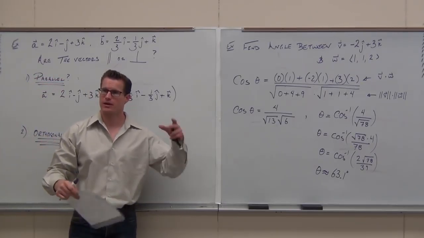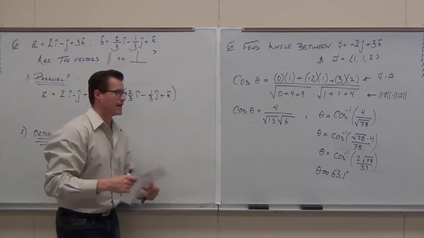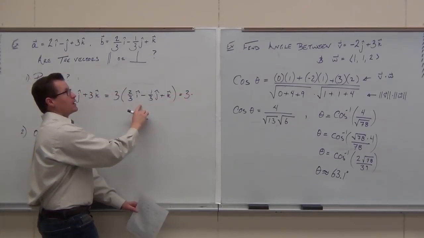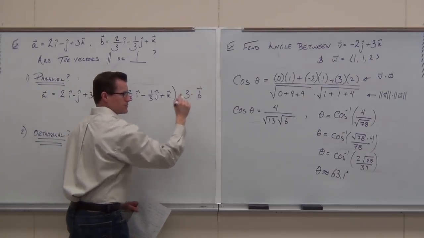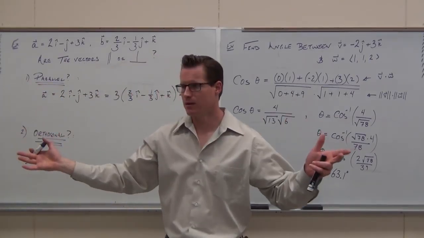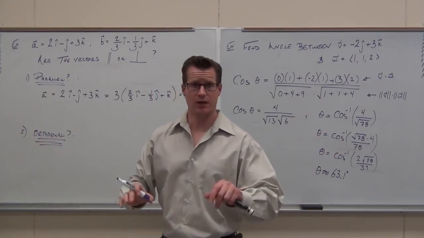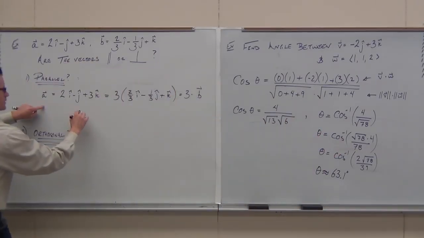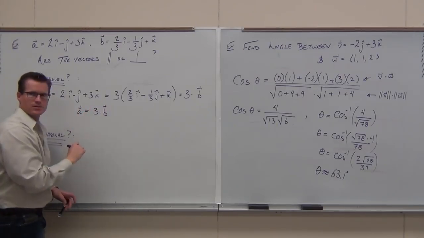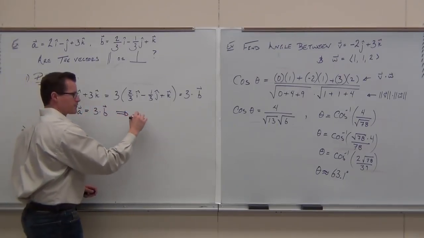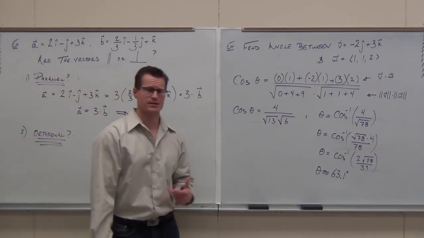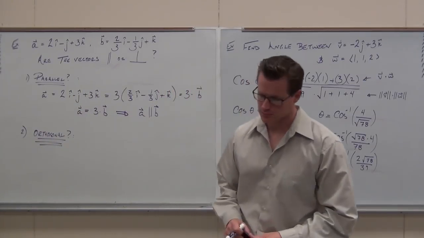If you can factor out a number, a scalar, from one vector and get a different vector times that scalar, that is how I want you to prove for all time that two vectors are parallel. This right here proves it. This says that A is a scalar times B, and therefore A is parallel to B, and that's the shorthand way that we write that.